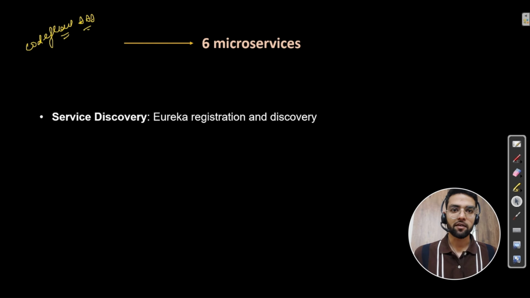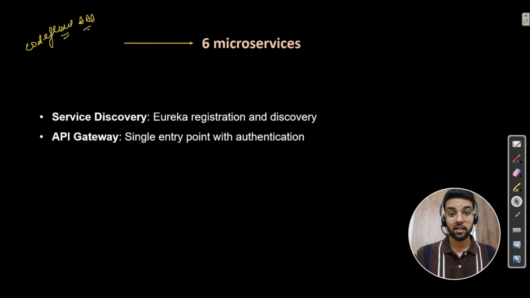Okay, so at first, service discovery, Eureka service. Okay, we'll create the Eureka service. We'll do the configuration. I'm going to show you everything. Don't worry. Okay, Eureka registration discovery, obviously. The second service we'll create is API gateway, single point entry with authentication. Most important.